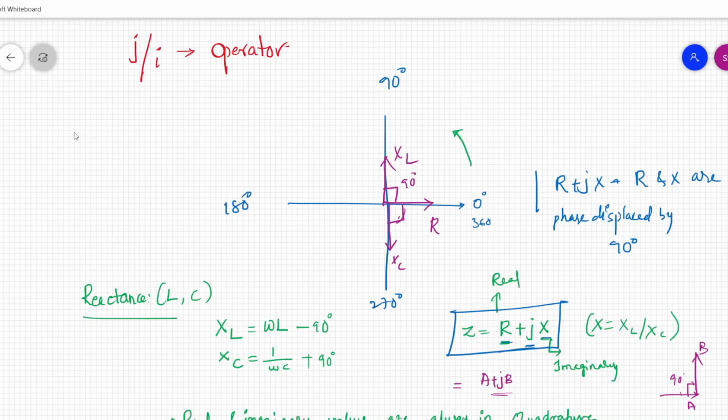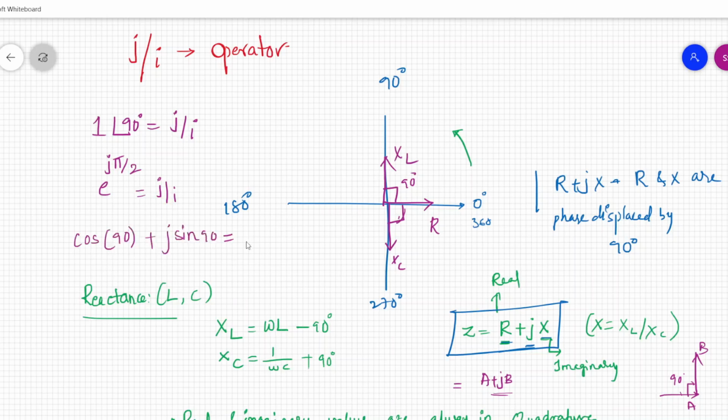Okay, generally that is given as 1 at an angle of 90 degrees. This is called the j operator, which can also be written as e to the j pi by 2 in exponential form. That is also j. In rectangular form, it can be written as cos 90 plus j sine 90. That's why cos 90 is 0 plus j into sine 90 is 1. That's why it is the j operator. This is the rectangular form of representing the j operator. That is, 1 at 90 degrees is called the j operator, or it can also be written as i. Okay, so this is one thing to remember.